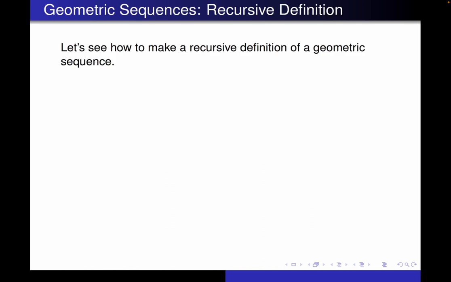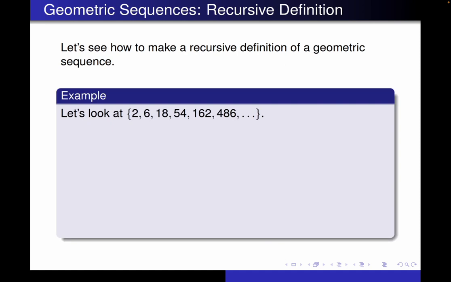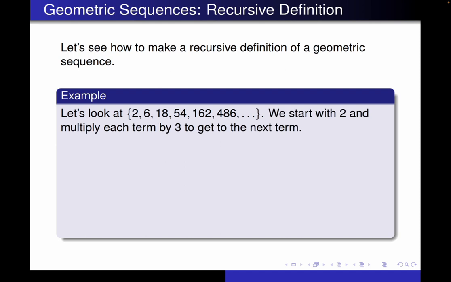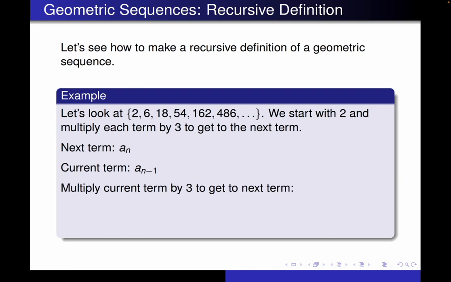So let's use this kind of reasoning to make a recursive definition of a geometric sequence. So let's look at our old friend 2, 6, 18, 54, etc. So we're going to start with 2 as our first term, and then multiply by 3 to get each term after that. So if we think of the next term as being a sub n, we can think of the current term as being a sub n minus 1, because that comes right before the next term. And then what we're saying is we always multiply the current term by 3 to get to the next term. So if I take the current term, a sub n minus 1, and multiply that by 3, we should get that equal to the next term, which is a sub n.